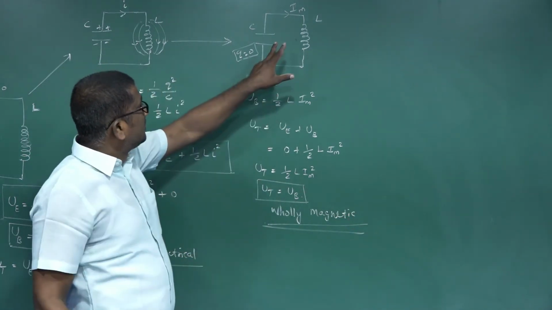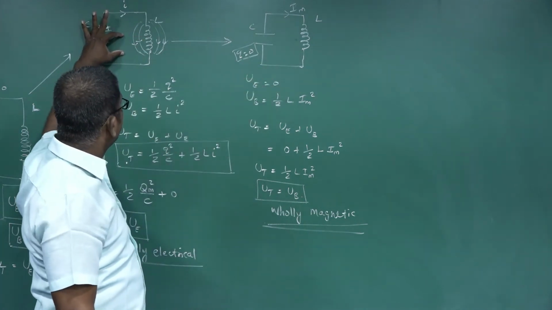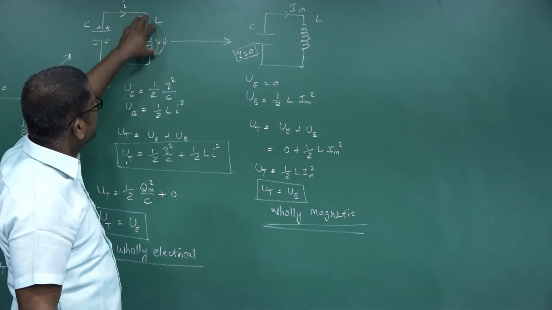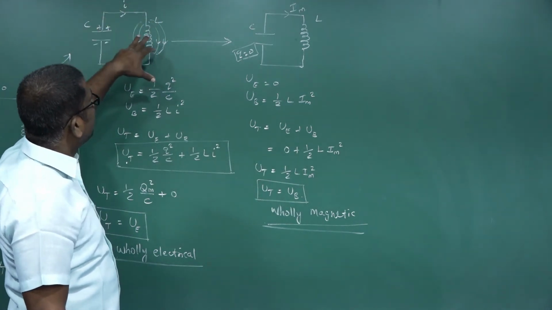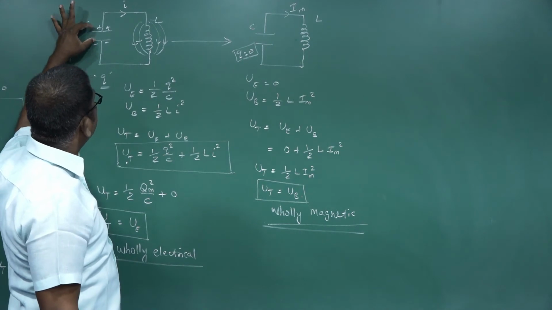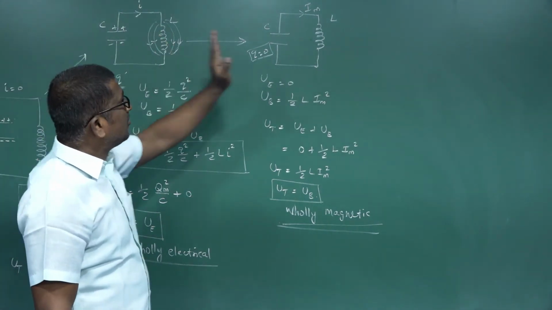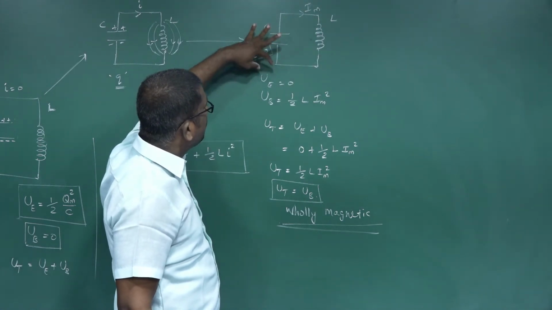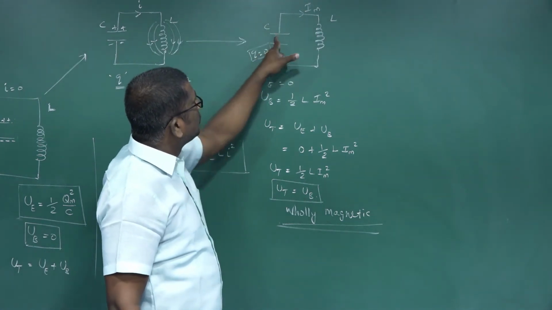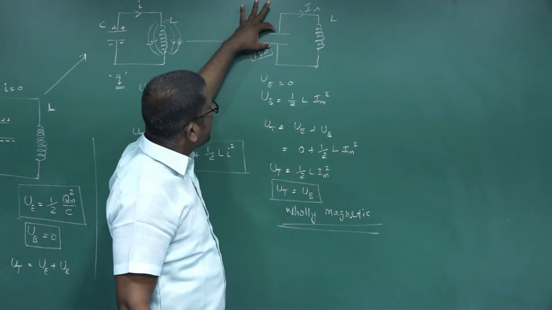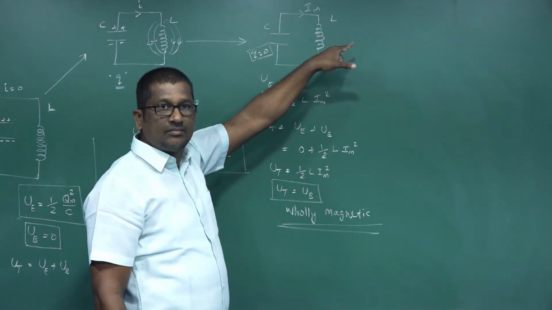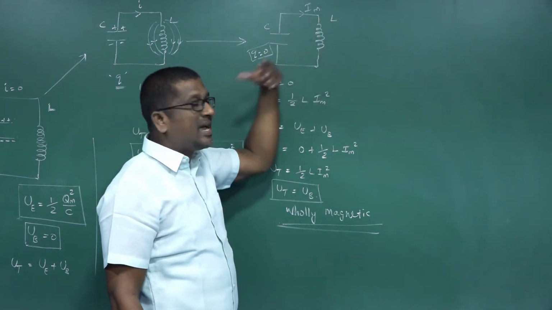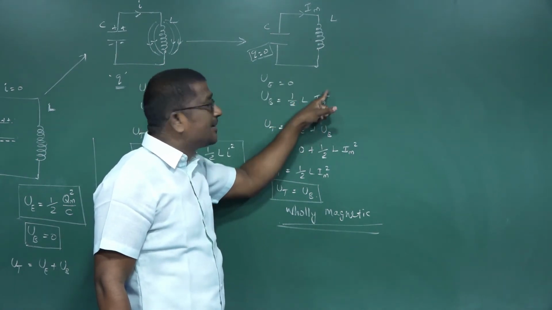In the second state, a part of the energy is in the capacitor and the remaining part of the energy is in the inductor. So the total energy is equal to the sum of the energy in the capacitor and the energy in the inductor. But in the third state, there is no charge in the capacitor. So charge value 0 means electrical energy value is 0. The entire energy from the capacitor is transferred to the inductor. So that is why the energy in the inductor is a maximum. It is given by (1/2) L I M squared.